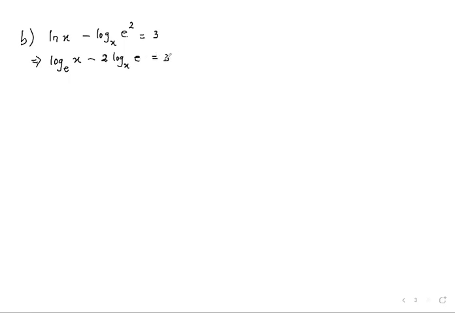At this point, we'll change the base. Now we have x, we have e, we also have x. So let's change everything to e so that we have log ex minus 2 log e over log ex is equal to 3.